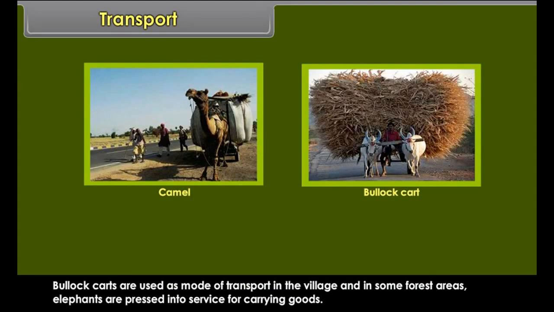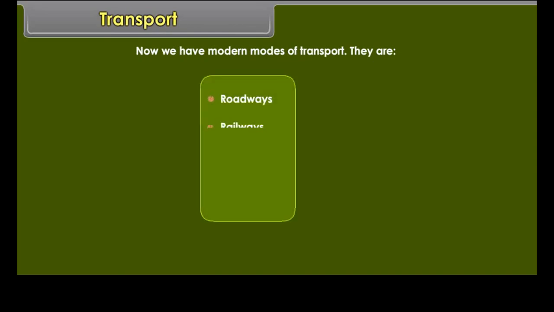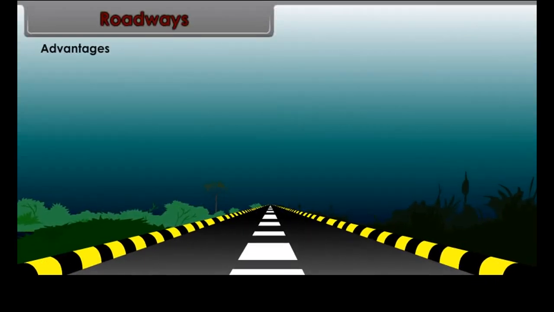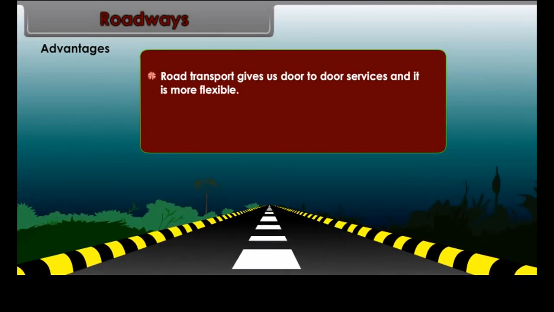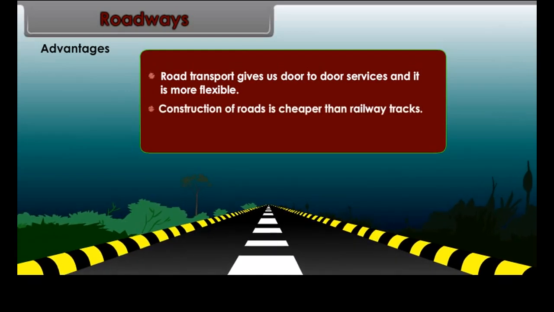For example, camel is still the dominant mode of transport in deserts. Bullock carts are used as mode of transport in the village. And in some forest areas, elephants are pressed into service for carrying goods. Now, we have modern modes of transport. They are roadways, railways, waterways, and airways.